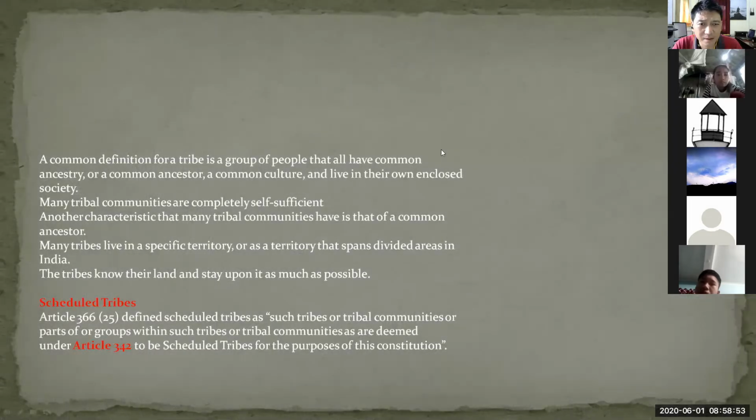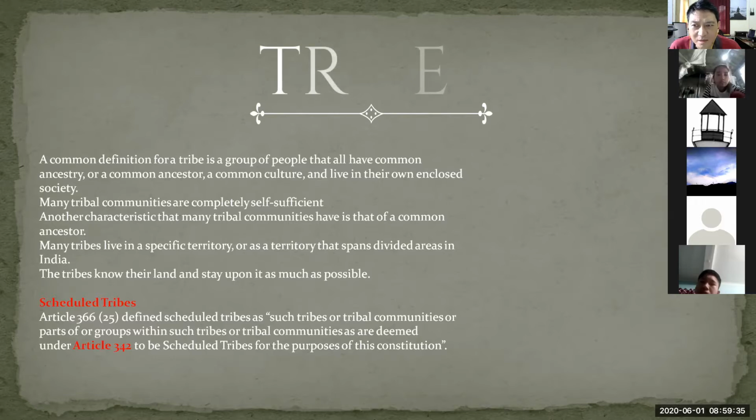Let's look at, firstly, the meaning of a tribe. What is a tribe? It is common to all that we have a common ancestry or a common ancestor. Most of our tribal communities are quite self-sufficient. That means we are quite independent. We are not very much dependent on other societies, and we have very limited contact with them, even in the past. And the land is very important to us. Our specific area or territory is there, and we know our land.